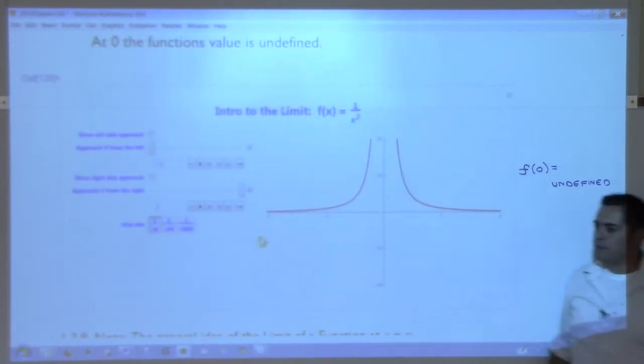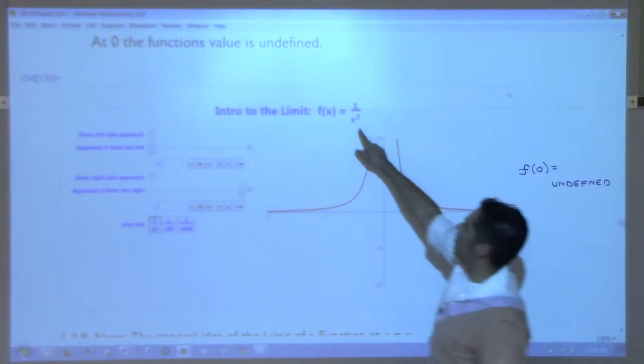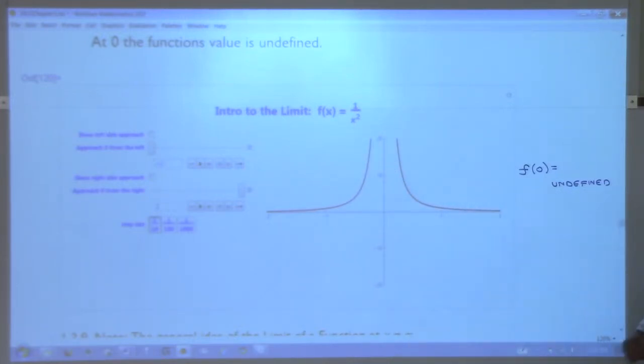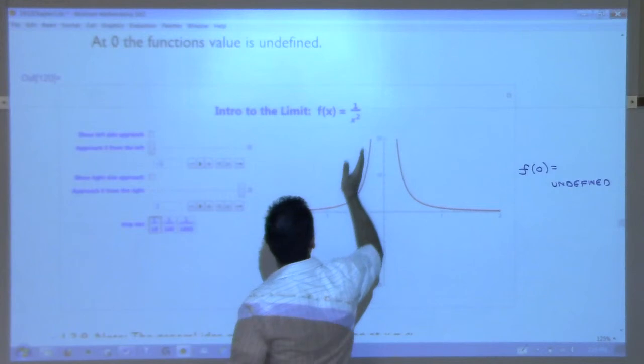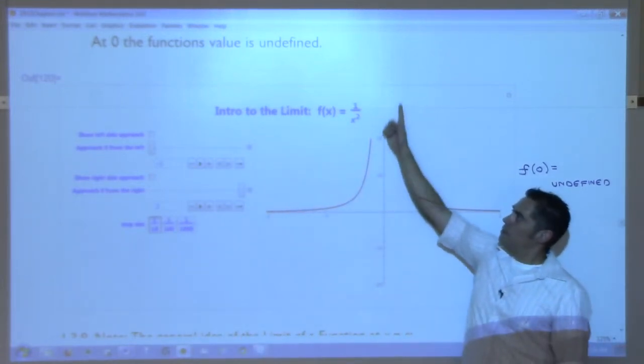What's f of 0? Undefined, because we get division by 0. Okay, what's the limit as we come in from the left side? It's headed towards positive infinity. From the right-hand side, positive infinity.